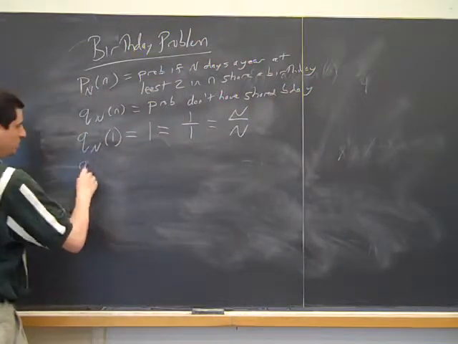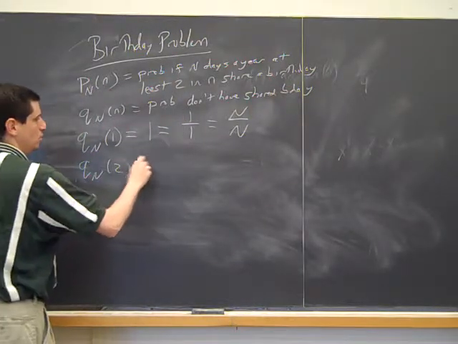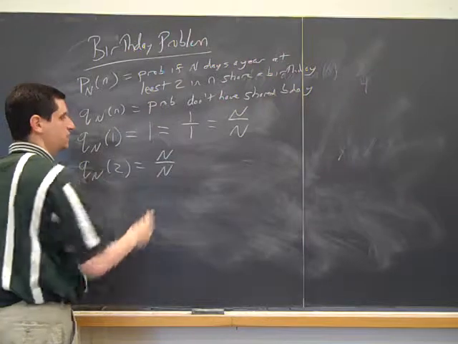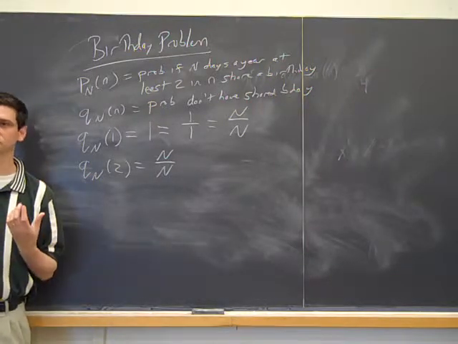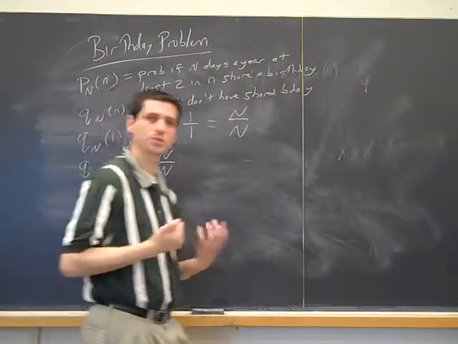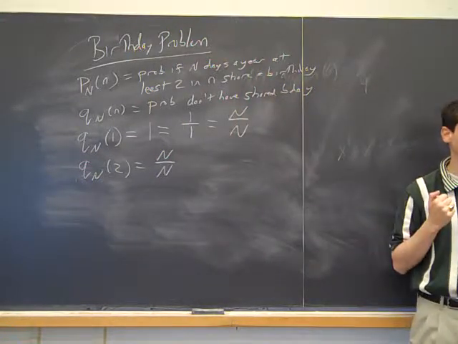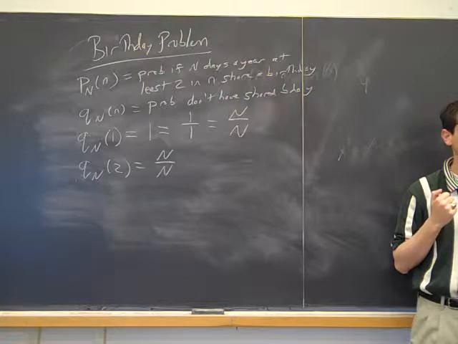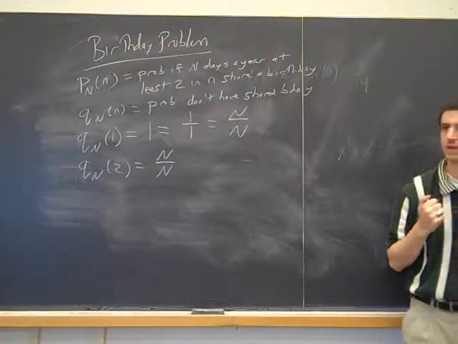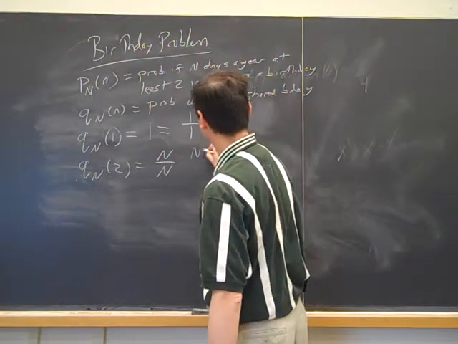What do you think the probability would be if we have 2 people? Well, we have N over N as the probability the first person walks in and doesn't share a birthday with anybody. Now the second person walks in. What's the probability the second person doesn't share a birthday with the first person? N minus 1 over N.